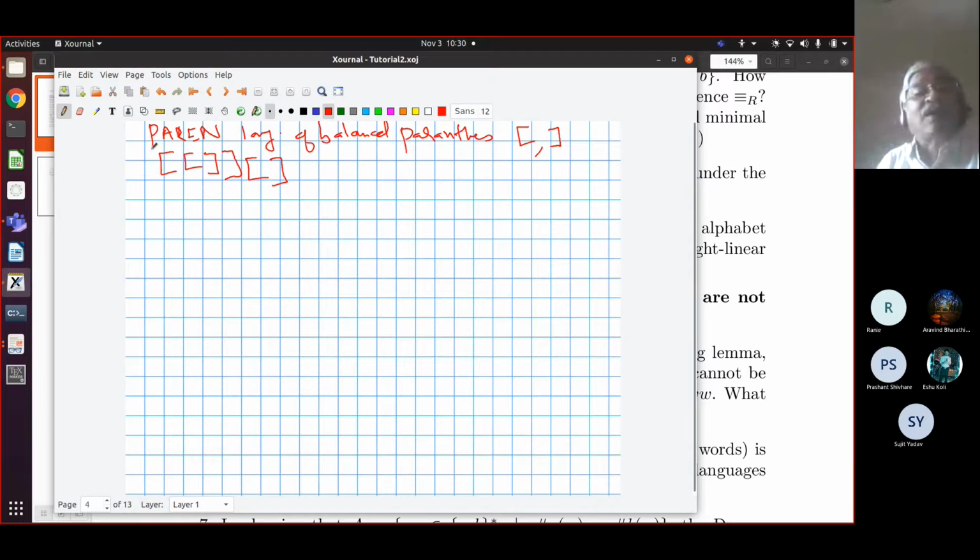There can be an unbalanced prefix. I mean, I could have a string like this. So this will remain unbalanced till I reach the end, right? So such strings are in the balanced parenthesis language. Now, what are the equivalence classes for this?